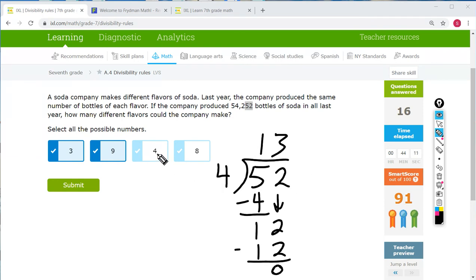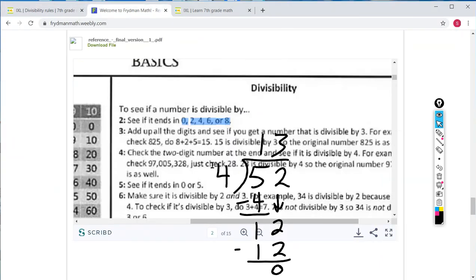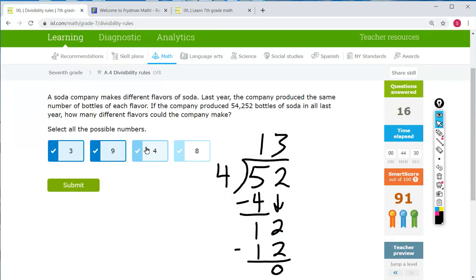So 4 does go into 52 nicely. It goes into 52 exactly 13 times. And therefore, it also goes into 50... Therefore, 4 also goes nicely into 54,252, according to the rule on the reference page over here. So we're going to click on 4.